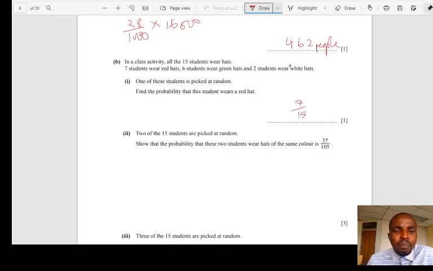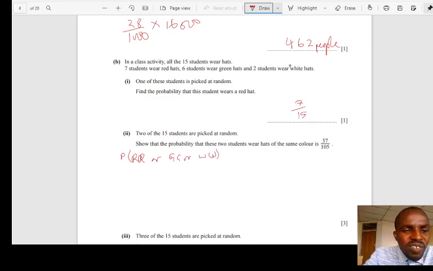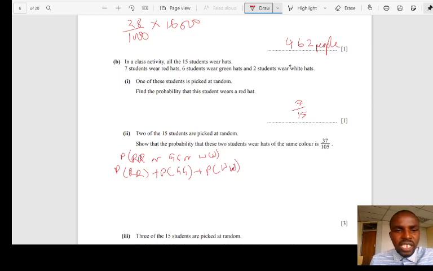Part B, item 2. 2 of the 15 students are picked at random. Show that the probability that these 2 students wear hats of the same color is 37 over 105. Right, same color is either red or green or white. Those are the possible scenarios. So you can say it's either probability of red, or green, or white. To simplify this, it will be probability of red plus probability of green, because of OR, plus probability of white. And this one, you have to take it as without replacement if it's not written there.